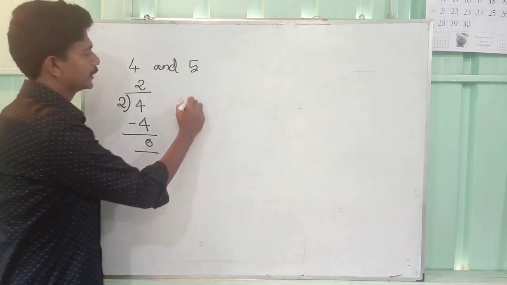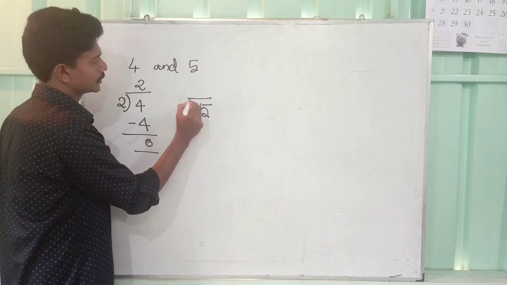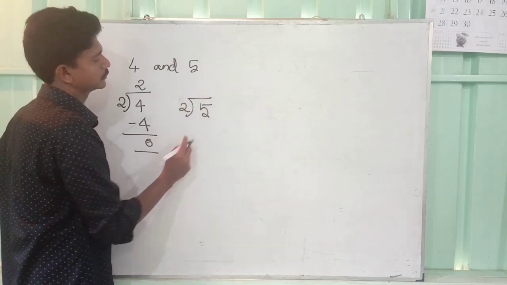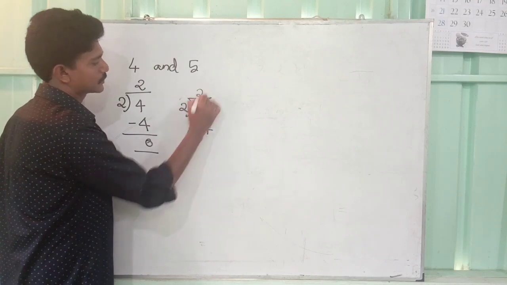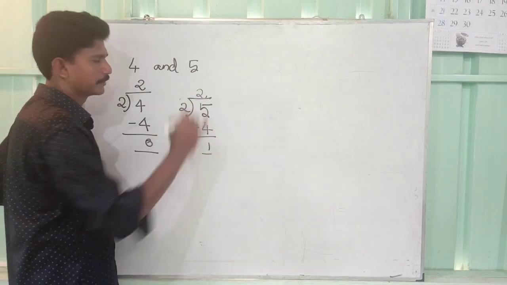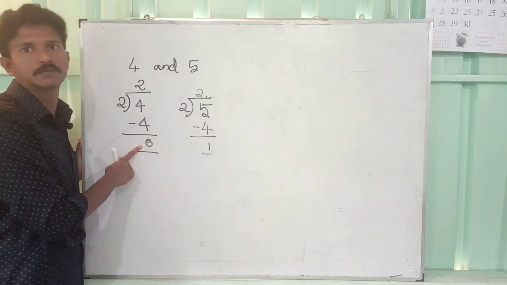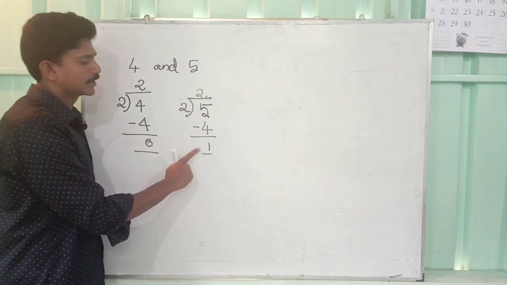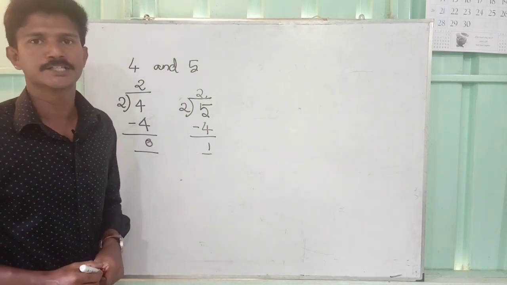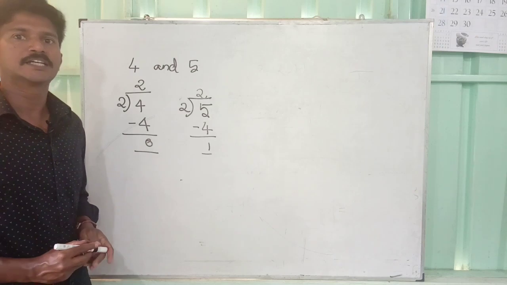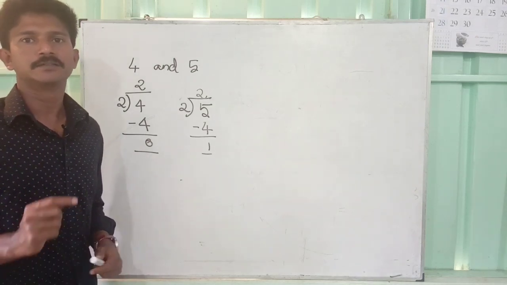If we divide 5 by 2, 2 goes in 5 2 times. So 2 times 2 is 4, and we get remainder 1. So if we get the remainder 0, that number is an even number, and if we get the remainder 1, that number is an odd number. Did you understand this? So let us write the format using Euclid division lemma.